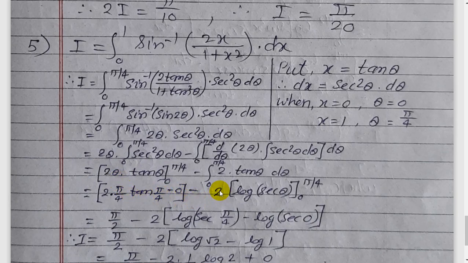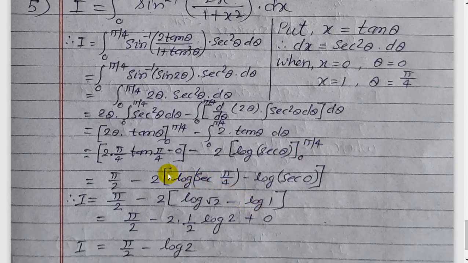Minus 2, this 2 as it is. Integral of tan theta is log of sec theta, and limit 0 to pi by 4. Now simplify it. We get tan pi by 4 is 1, and 2 into pi by 4 is pi upon 2. So I equal to pi upon 2 minus 2 into log sec pi upon 4, first we write the upper limit, minus log sec 0, then we write the lower limit.